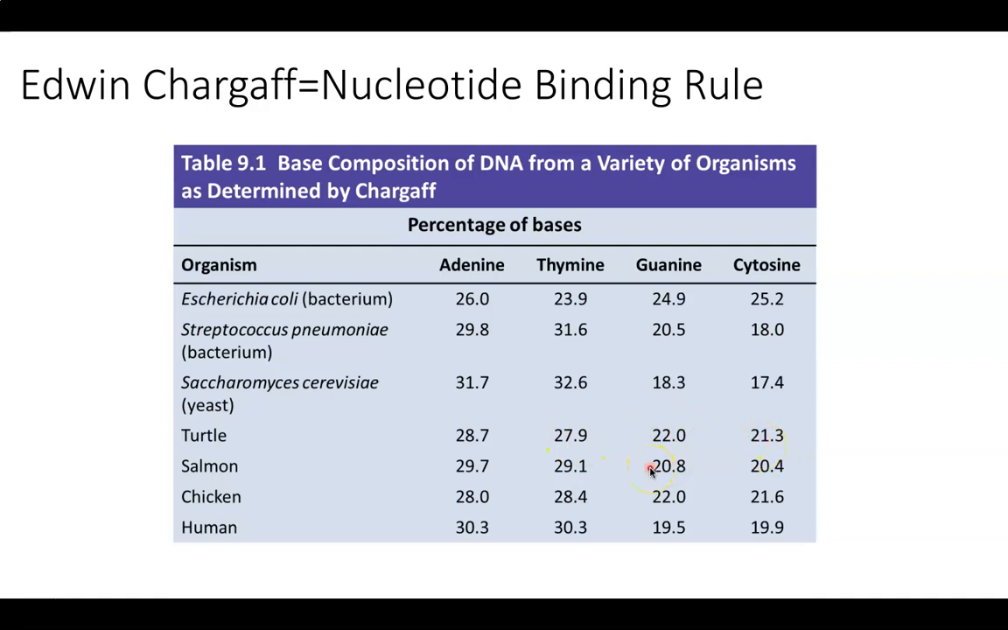So for example, in humans, if you looked at our base pairs, about 30% of them are adenine, but also 30% of them are thymine. So it makes sense for them to pair together, as compared to 19% guanine and 19% cytosine. So it makes sense for them to pair together. So Chargaff is the binding rule. Franklin is the first DNA structure.